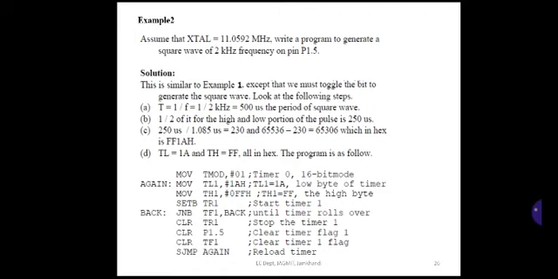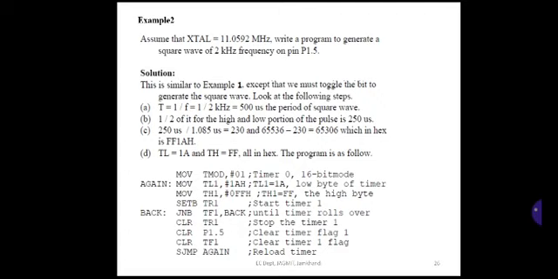That's why half of it is for the high and half of it for the low portion of the pulse, that is 250 microseconds. So 250 microseconds is the on period, 250 microseconds is the off period. On period plus off period is the total period, which is 500 microseconds. So 250 microseconds divided by 1.085 microseconds is 230. So you have to subtract 65,536 minus 230. You will get 65,306. When you convert this number into hexadecimal, it is FF1AH.